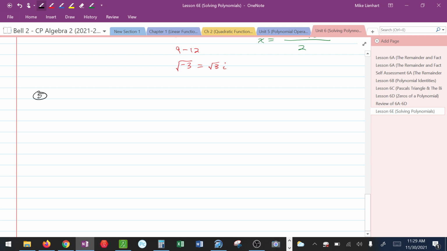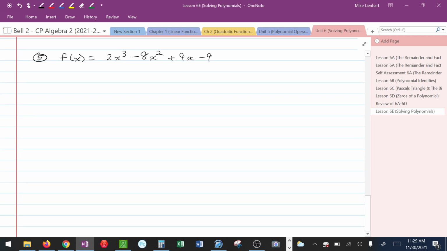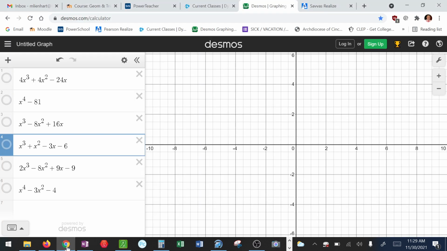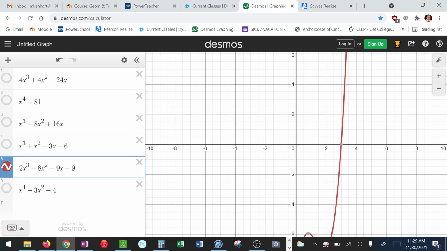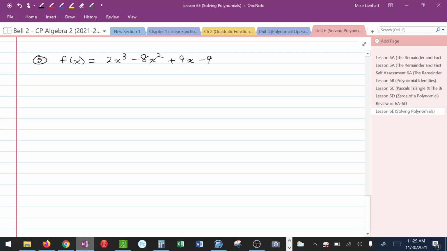For example number 5, let's say I have f of x is equal to 2x cubed minus 8x squared plus 9x minus 9. All right. First step, go to the graph. Looks like there's a 0 here at 3. So write down the 0, x equals 3. That was the only place that it passed through the x-axis. Pull it out. There's still going to be 2 more zeros.